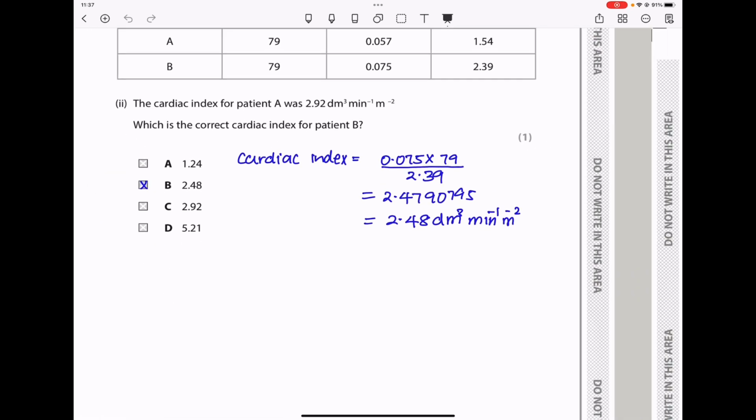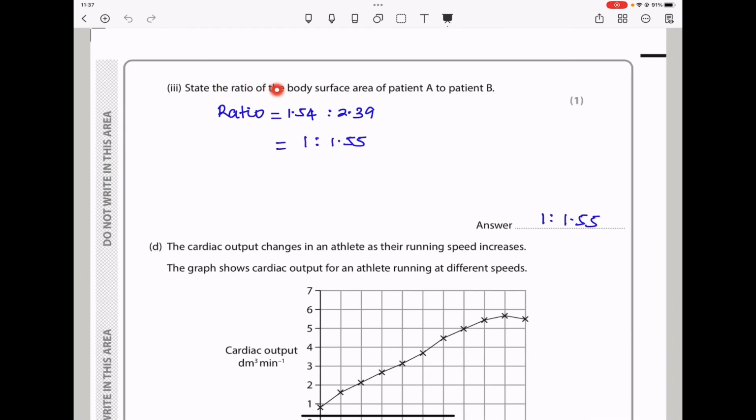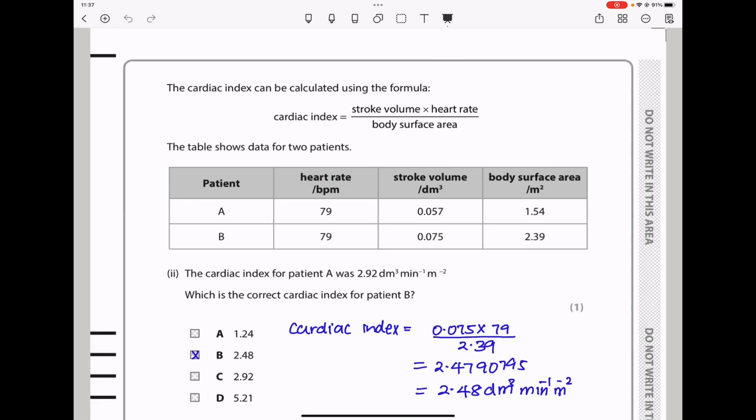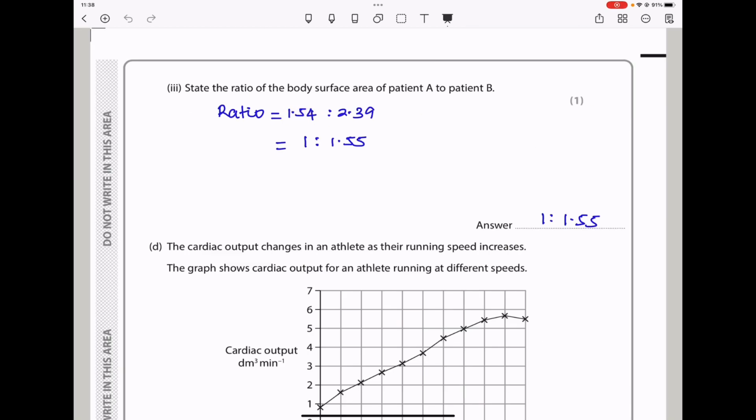Moving on. Here they say state the ratio of the body surface area of patient A to patient B. If you go back to surface area, patient A and B, we have the ratio. So 1.54 to 2.39. The ratio becomes 1 to 1.55, and that is my answer.